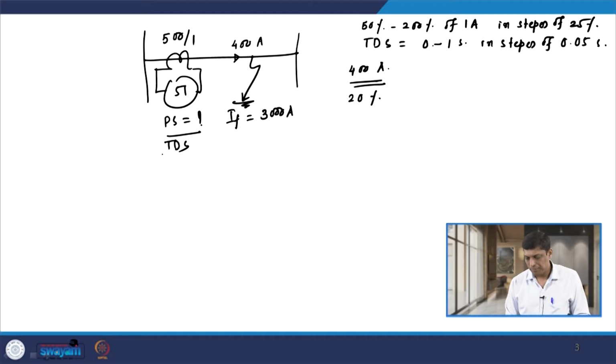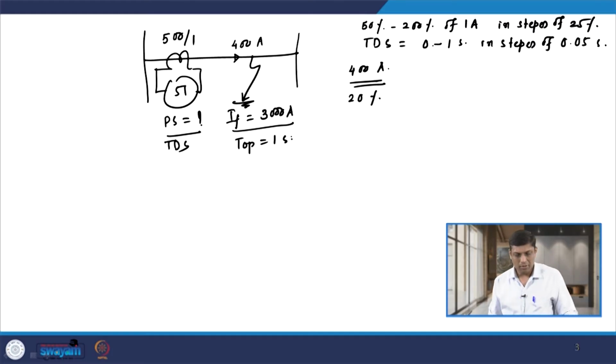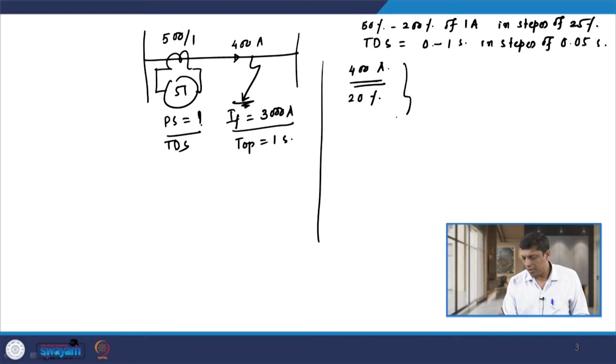What is given is, if a fault occurs with a magnitude of 3000 ampere, then this relay 51 will operate in 1 second. So, the time of operation of this relay 51 is also given. So, let us first find out the plug setting of the relay.